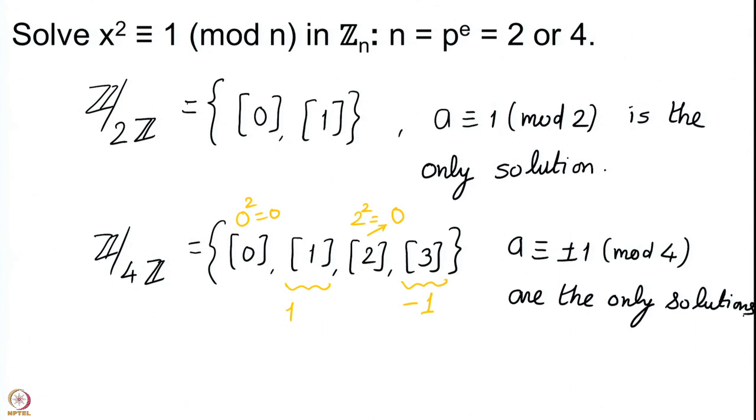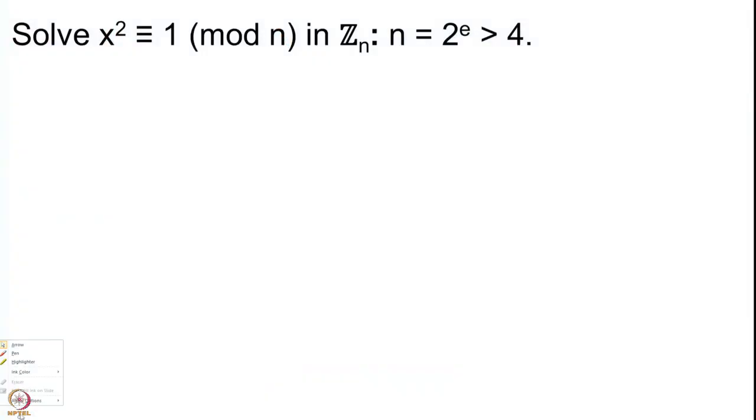So, for p power e equal to 2, we have one solution. So, this gives you one solution and this gives you that there are two solutions. For p power e equal to 8 and onwards, the situation is going to be different. So, we begin with the case where n is 8 and let us write this set carefully.